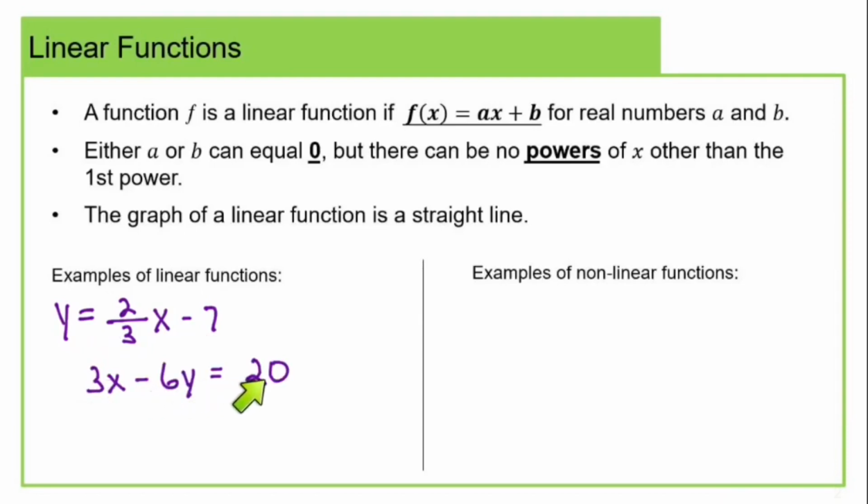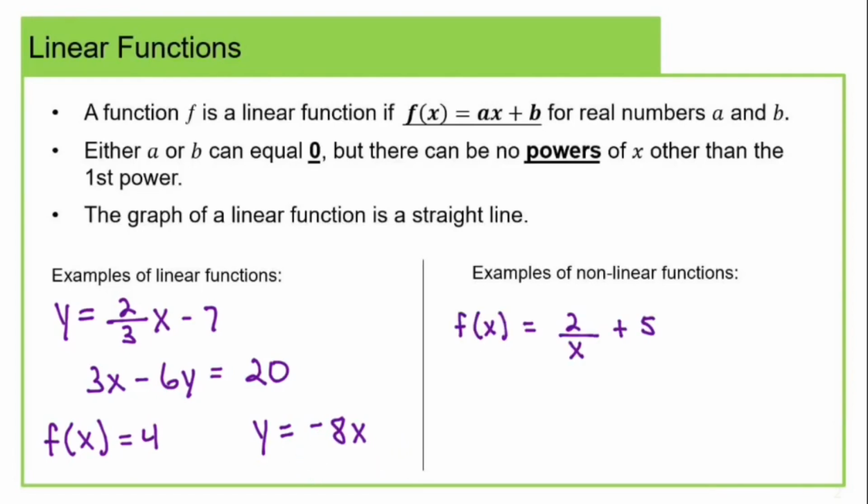3x minus 6y equals 20 is a linear function because even though it's not solved for y, you could solve it for y, and then what you would have would be an x term and a constant. f of x equals 4 is an example of a linear function where the coefficient of x is 0, and all we have is a constant. So this would graph a straight line. In fact, it would be a horizontal line. And then y equals -8x is a linear function, and this is an example of a linear function where there's no constant term. So we just have the x term.